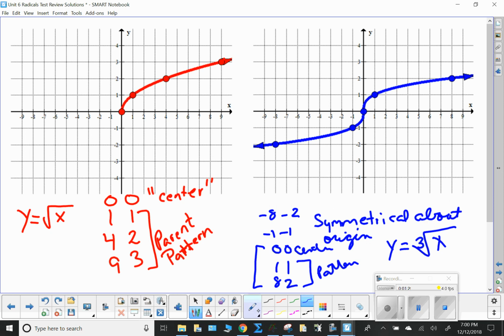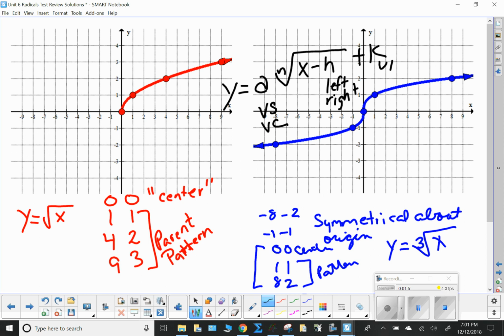From here, remember that both of these follow y equals a times the nth root of x minus h, plus k. A is our vertical stretch or vertical compress. Here, h is when we move that center or starting point left or right. And k is our up or our down. And then the nth, this right here, gives us our shape. You gotta make sure you're doing the correct one.